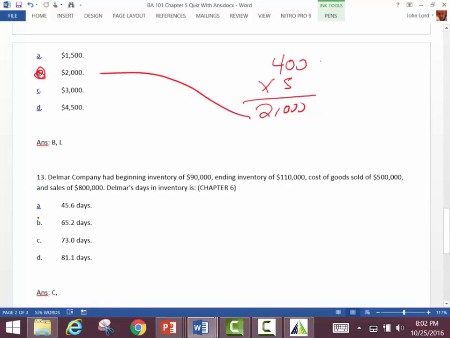Who wants to do 13? How about this side of the room? Well, you carried your side for a little while there, but how about the middle? You want to do this one? Okay, go ahead. That's all I ask, that you try.